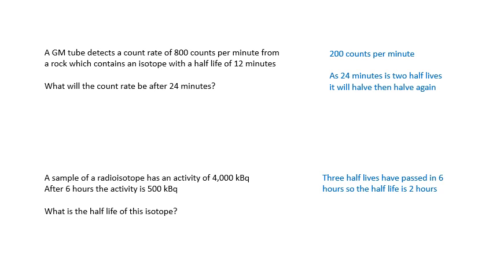Well, that's 2 half-lives. So the count rate will halve and then halve again. So 800 to 400, 400 to 200. 200 counts per minute. The second one, a sample of a radioisotope has an activity of 4,000. After 6 hours, the activity is 500. So how many half-lives? Well, 4,000 to 2,000, 2,000 to 1,000, 1,000 to 500, that's 3 half-lives. So if 6 hours is 3 half-lives, then a half-life is 2 hours.